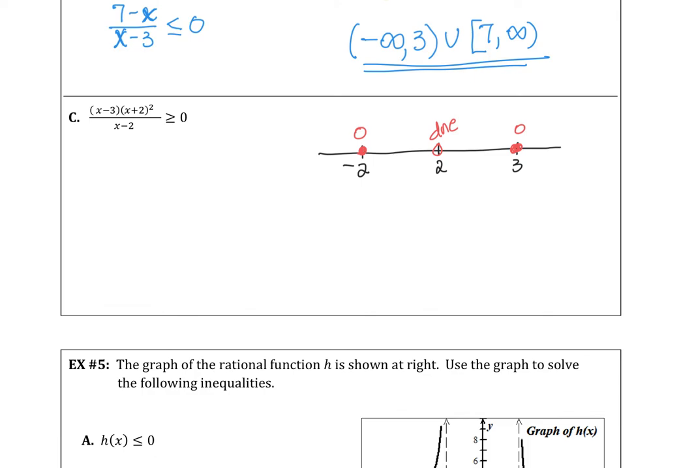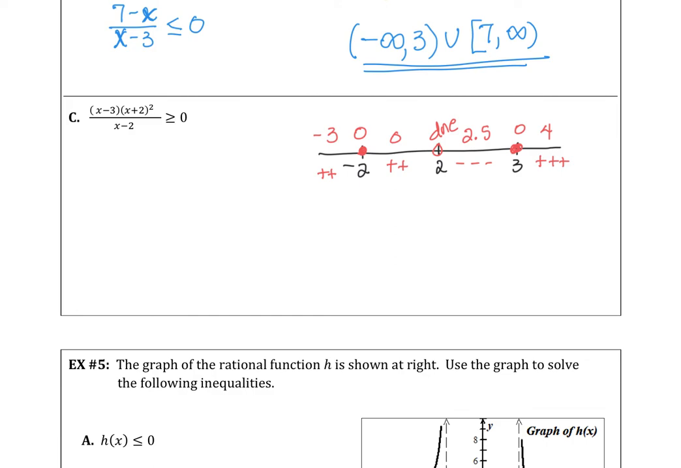I'm going to test numbers like negative 3, 0, 2.5, and 4. And to save time, I found that this was a positive area. This was a positive area. This area was below the axis, and this area was above the axis. So where are we true?